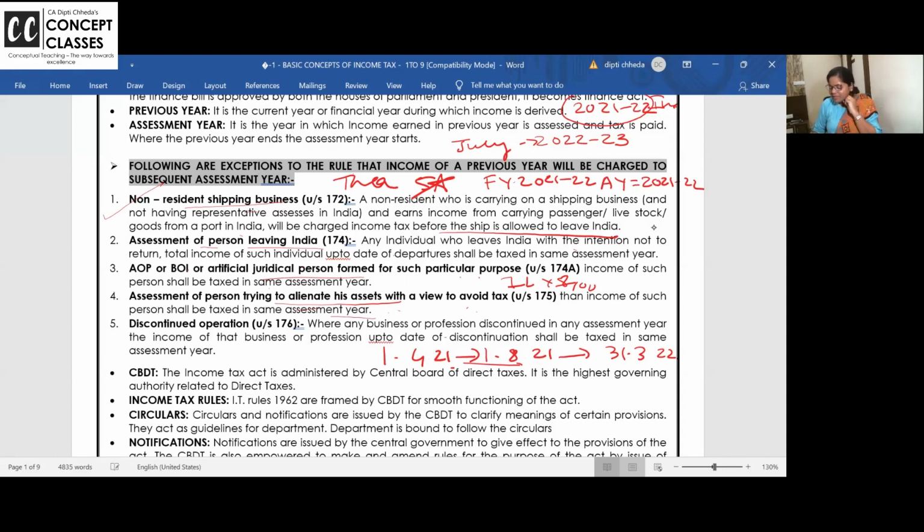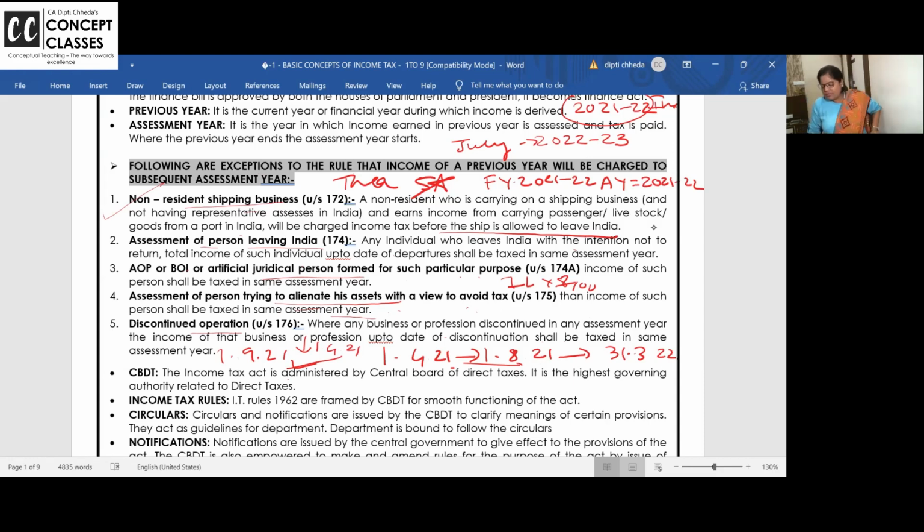Discontinued operation. When a business or profession is discontinued in any year, income of that business up to the date of closure, up to the date of discontinuation, shall be taxed in the same assessment year. How is this? Okay, chalo. Someone has opened a Raymond's showroom, and for some reason he is closing on 1st of September 20. Now, whatever he has earned from 1st April, because after that the firm is going to be closed. No proprietor. From whom will we collect tax? Better, if the firm is closing from April to September, on the date of closure, whatever is the tax, collect it now.